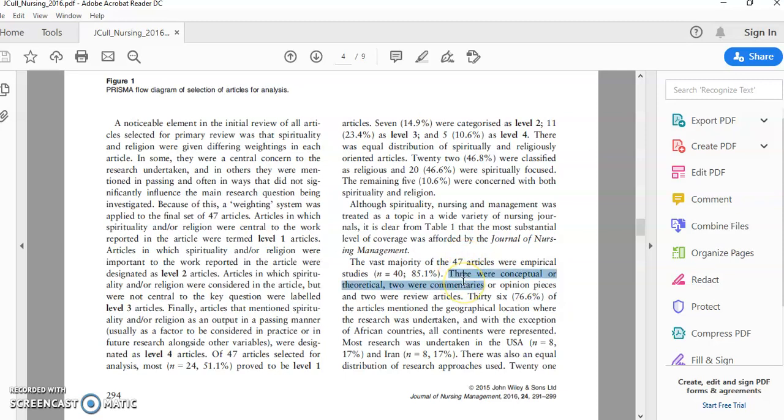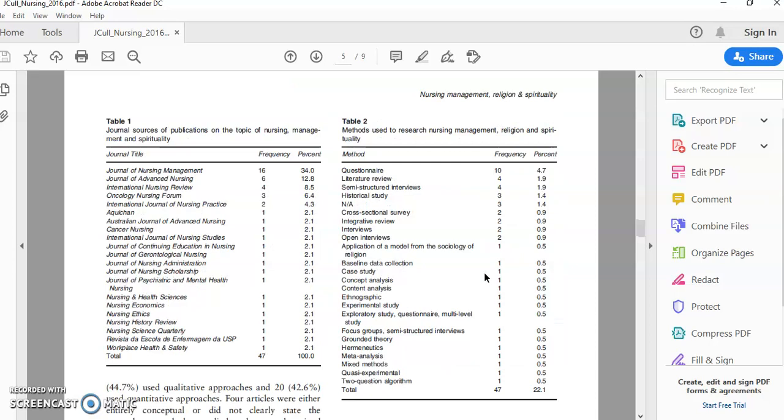The vast majority of them, nearly three quarters, mentioned the geographical location, and the vast majority, 85 percent, were empirical studies. So there's some general commentary on where they were. Most research was undertaken in the USA and Iran, but there was a big difference in the amount of research that was produced. I've used a title here to summarize where most of the research was published.